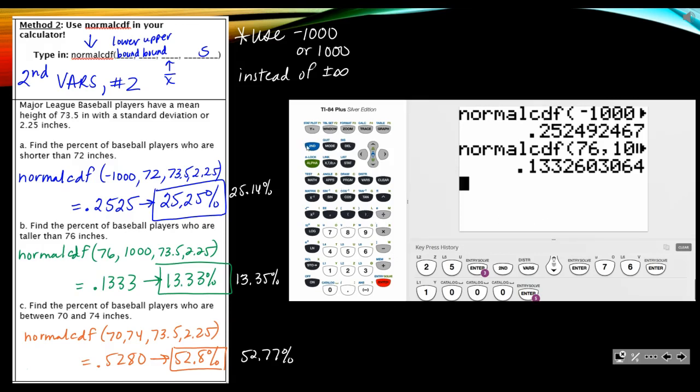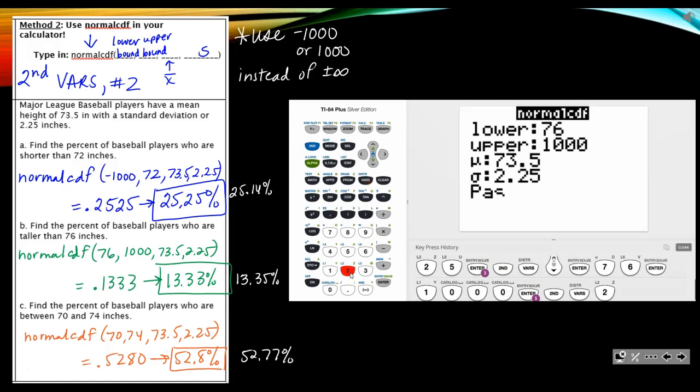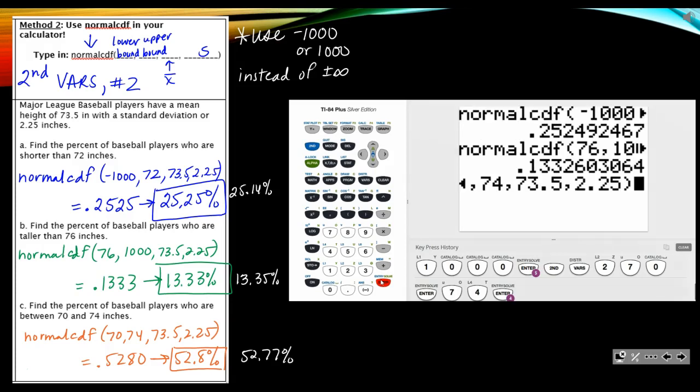And then lastly, second VARS, option 2. And rather than using the arrows, you could actually just press the number 2 and it would take you to the same thing. My lower bound was 70, upper bound is 74. Mean and standard deviation are the same, so you just keep hitting enter until you get your percent. So 0.5280 was our answer, and then we converted that into a percent.